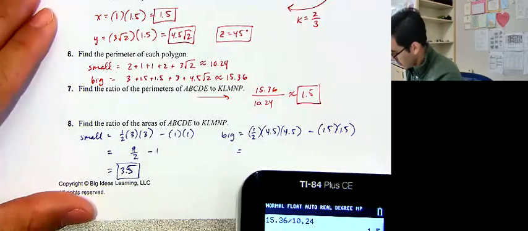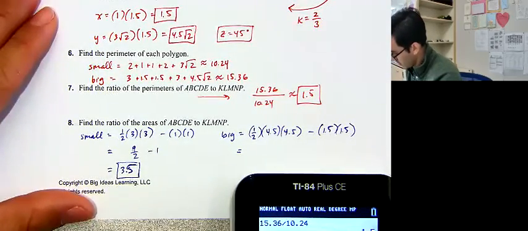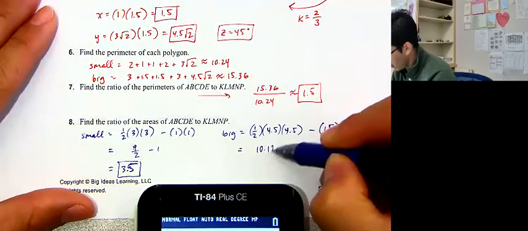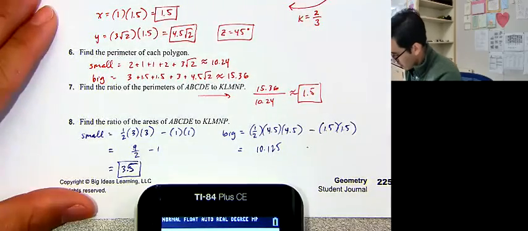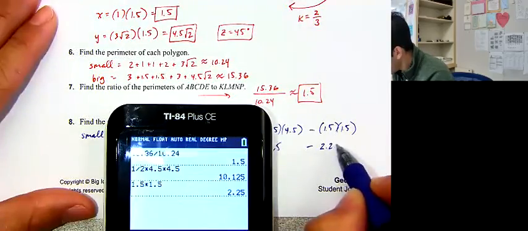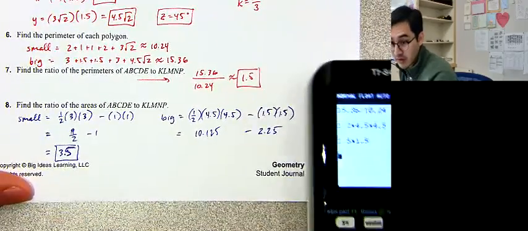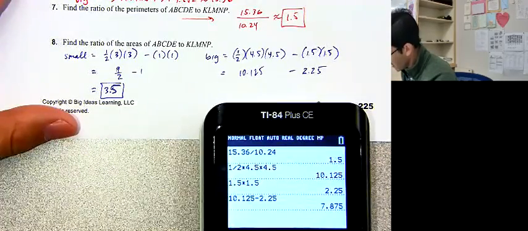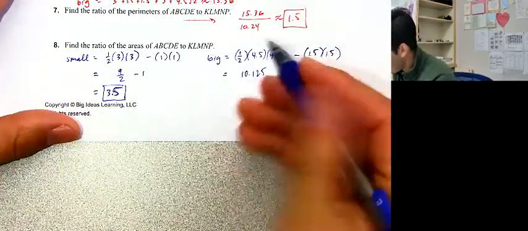All right, let's use the calculator to figure this out. So 1.5 times 4.5 times 4.5. So it's 10.125, and then 1.5 times 1.5 is 2.25. All right, so the difference there is 7.875.